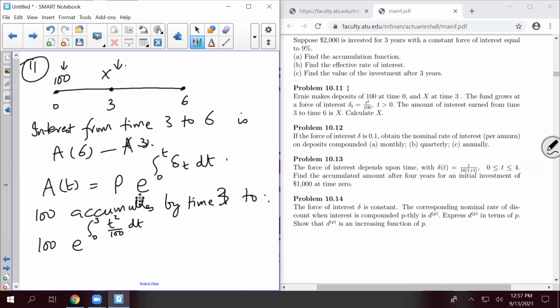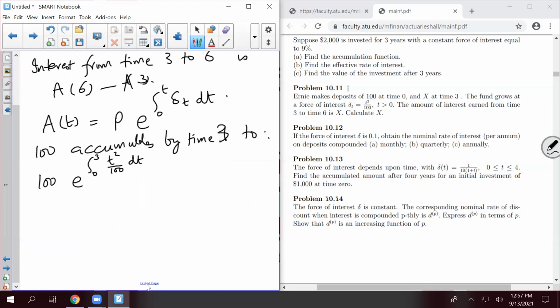Force of interest is very prevalent. If you look in the SOA problems, you will have lots of problems involving force of interest, and it's kind of not as intuitive as the annual compounding is. Therefore, I'm spending 2 lectures on it. Okay.